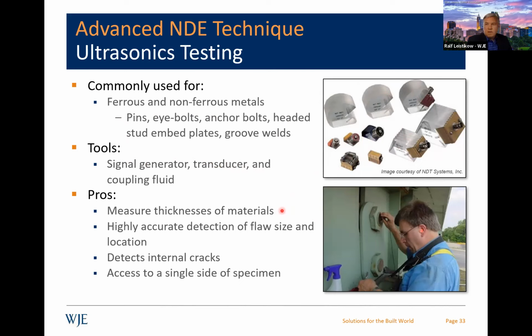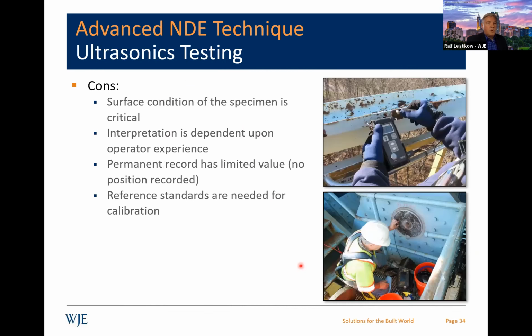The pros of using this are that the easy ones are thickness measurements. We use it a lot to find thicknesses of steel members, especially when you look at corrosion, cleaning the surface off and trying to figure out the loss of steel cross section. That's very useful. It's highly accurate at detecting flaws. If you have pins or rivets or anchor bolts and you're concerned that maybe they're fractured, you can determine if they are fractured with this NDE technique. Single side access is used, so that's super helpful too.